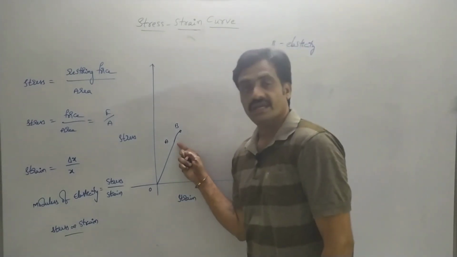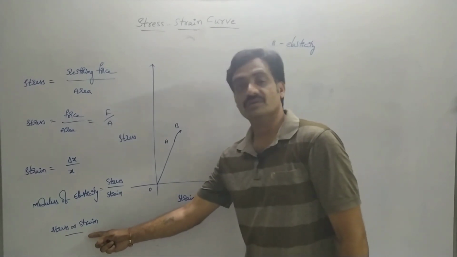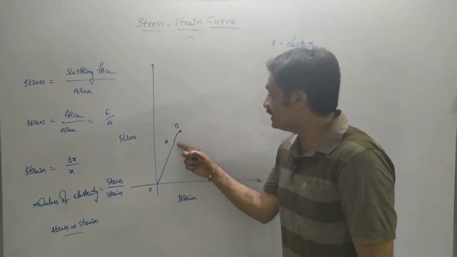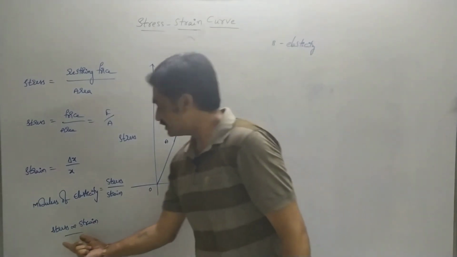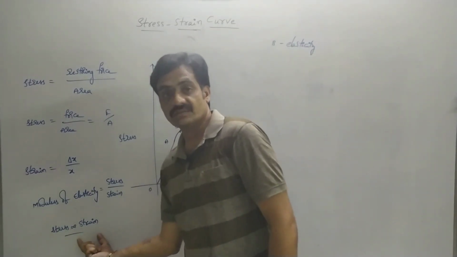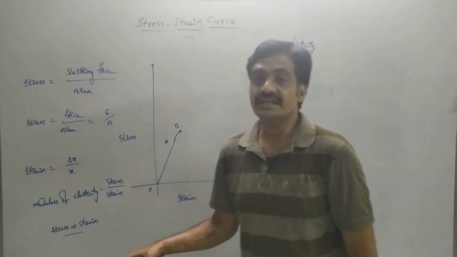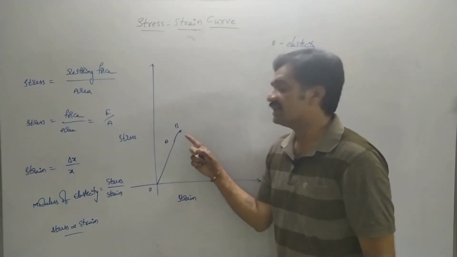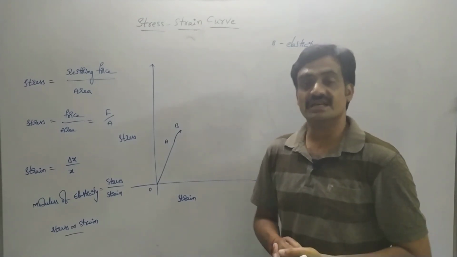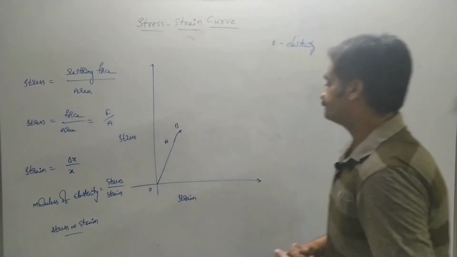Up to OA, it obeys Hooke's law. From A to B it represents the elastic limit. Means here the stress is not directly proportional to strain, but still it possesses elastic nature. That's why this AB line is represented as the elastic limit.